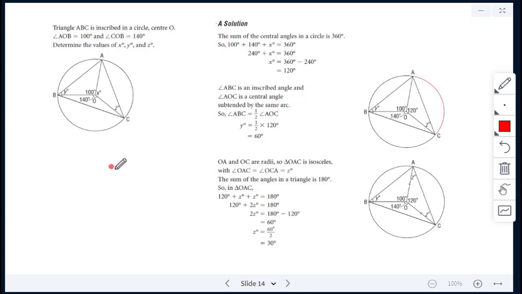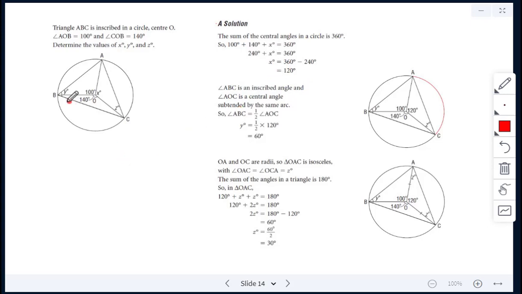All right, so the first one we can figure out easily is X, because we have three angles here forming a circle. So the sum of the central angles in a circle would be 360 degrees. So just take 360 degrees, subtract 100, subtract 140, and we'll get 120 degrees for X. So X is equal to 120 degrees. So we have that one.